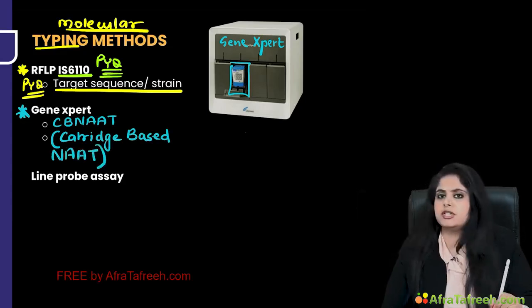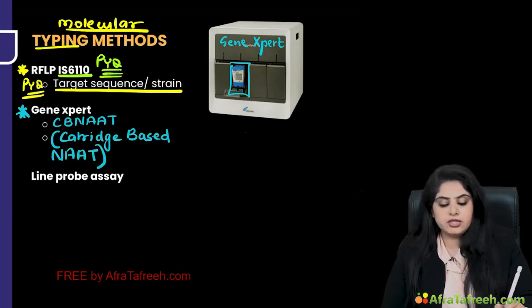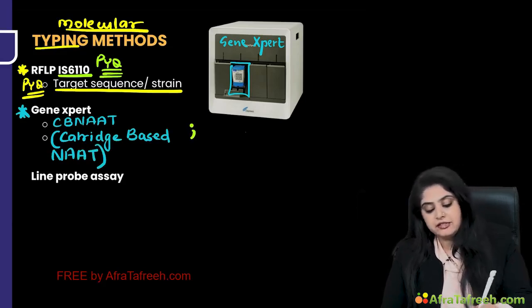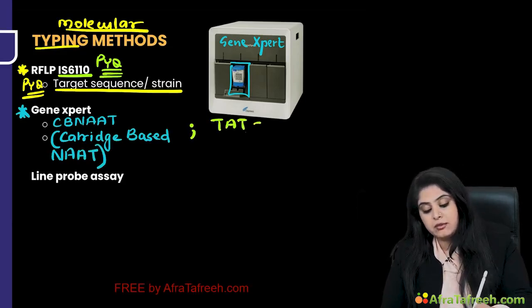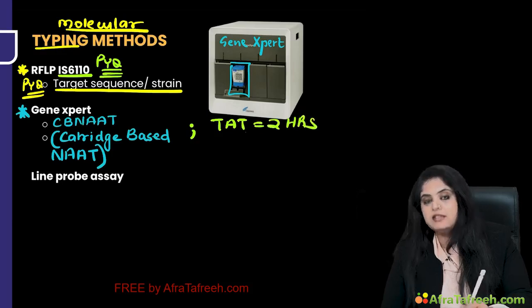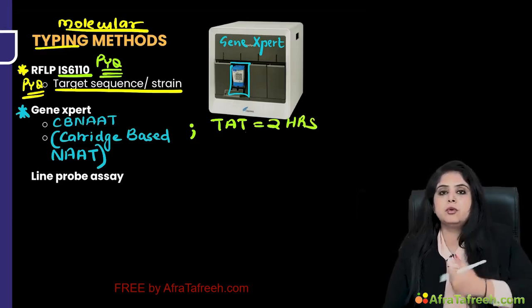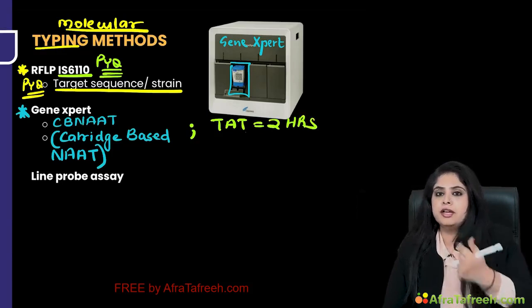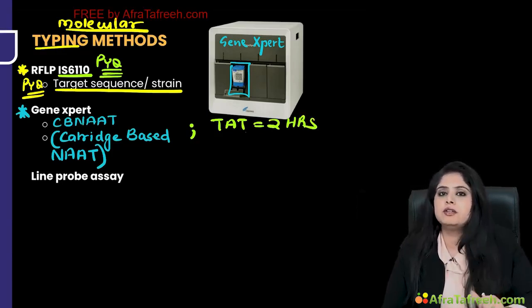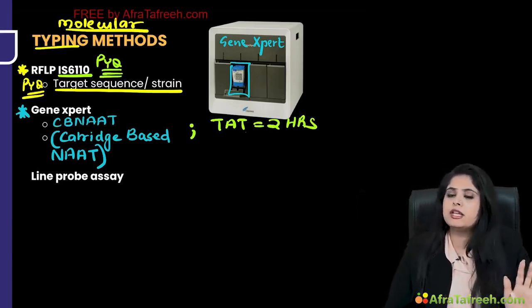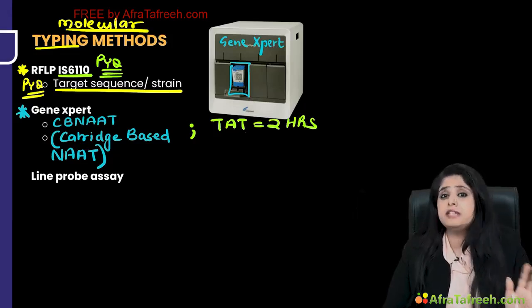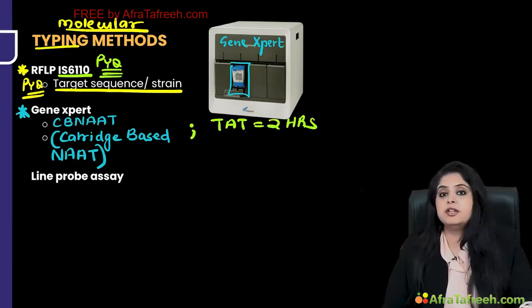PCR ka hi chota version hai na? Nucleic acid amplification testing. Please note that this is going to have a turnaround time of 2 hours. Turnaround time means you gave the sample and you got the report. Kitni der mein? 2 hours mein. You gave the sample and within 2 hours you will get the report. So it's a very quick test. Remember, those LJ media and all were taking 6 to 8 weeks. This is getting me the result in 2 hours.